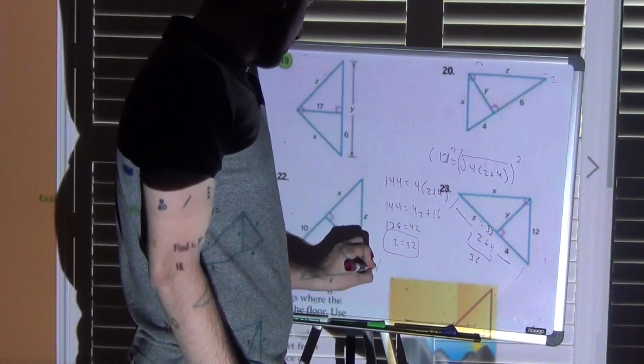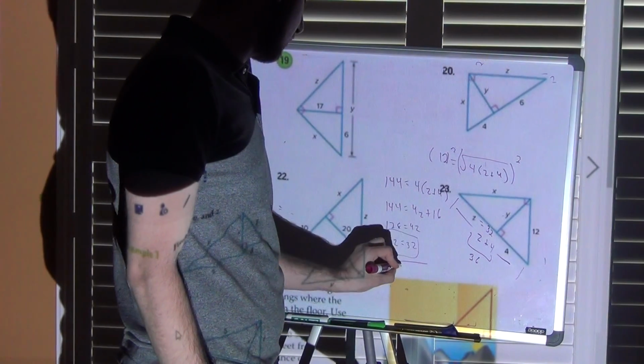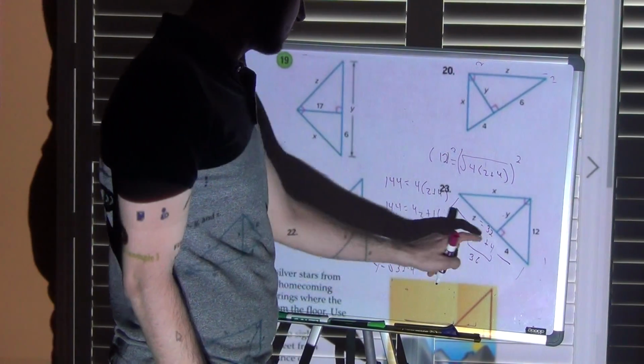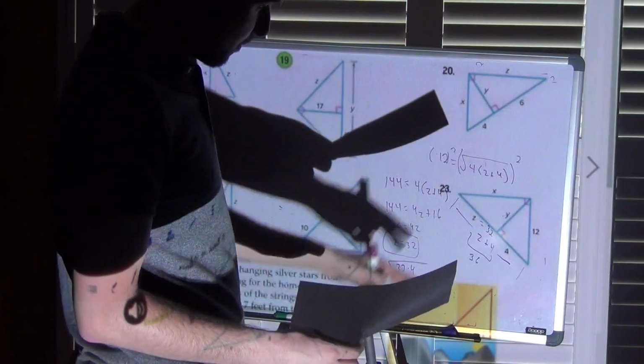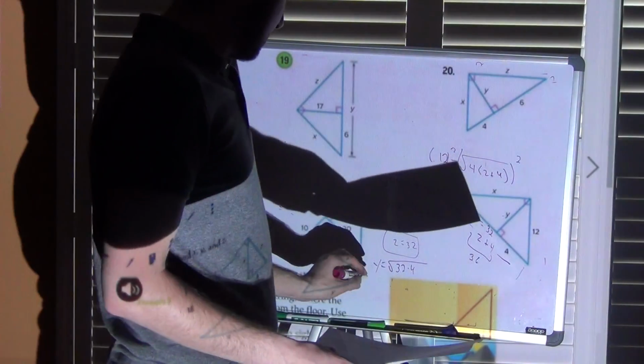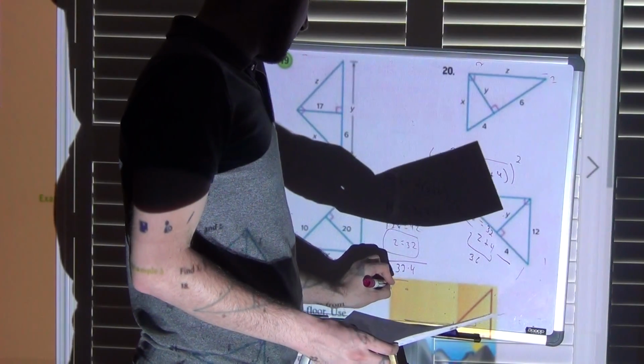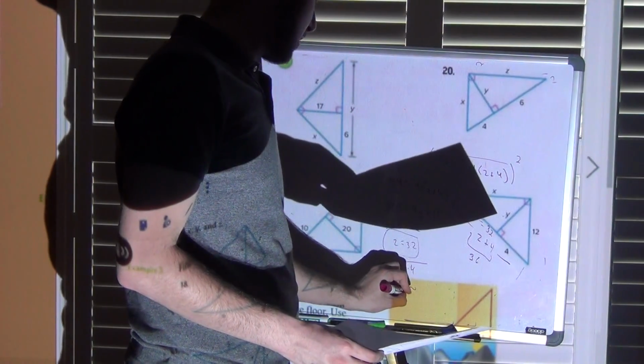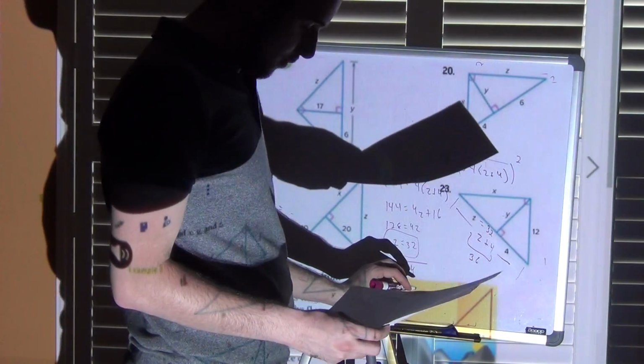So y, the middle, is always going to be equal to the square root of 32 times 4, just the two smaller bases multiplied. The middle line is always equal to that. So that's going to be the square root of 128, which is approximately 11.3.